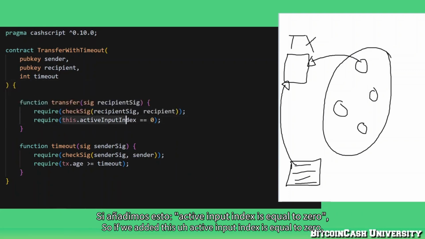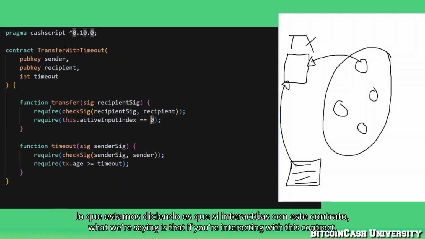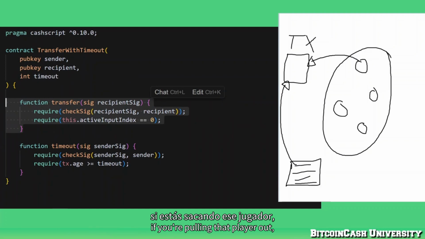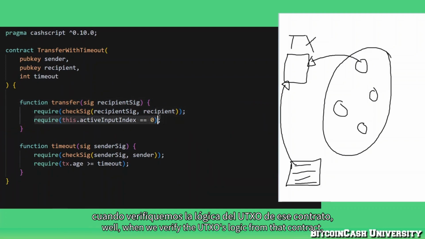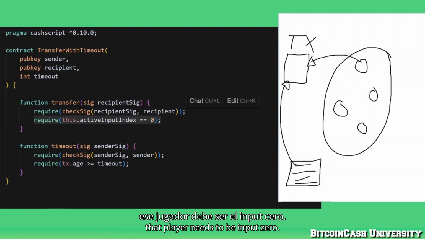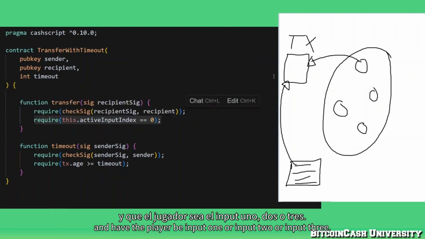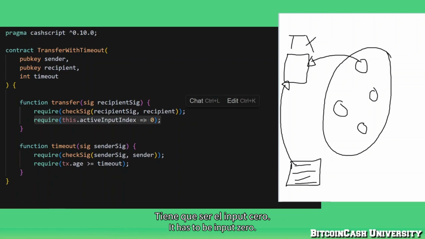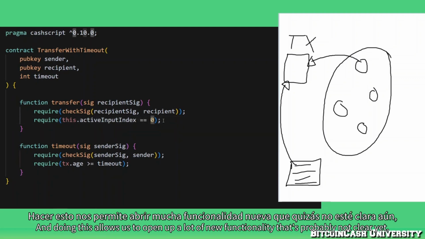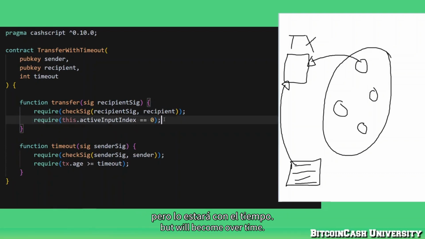So if we added this active input index is equal to 0, what we're saying is that if you're interacting with this contract, if you're pulling that player out, well, when we verify the UTXO's logic from that contract, that player needs to be input 0. You're not allowed to build this transaction over here and have the player be input 1 or input 2 or input 3. It has to be input 0. And doing this allows us to open up a lot of new functionality that's probably not clear yet, but will become over time.